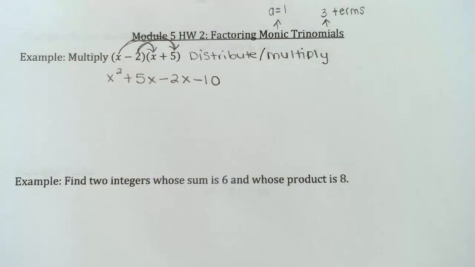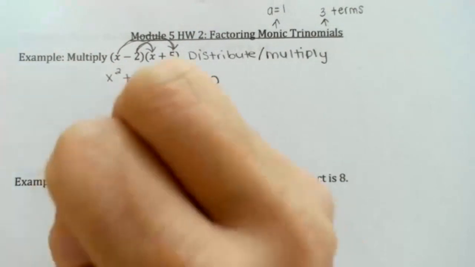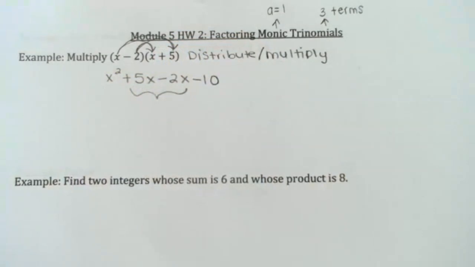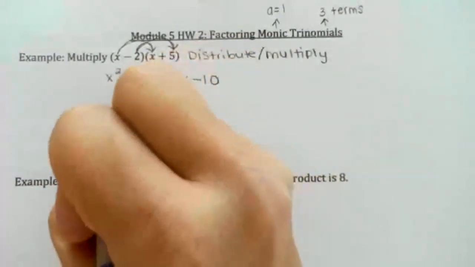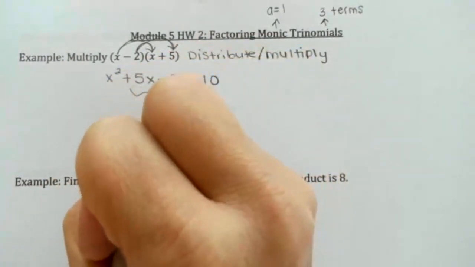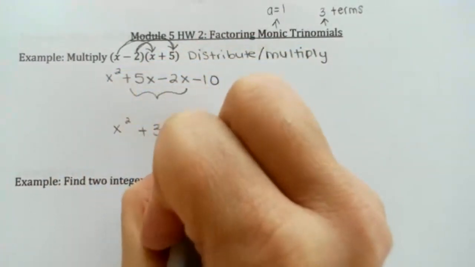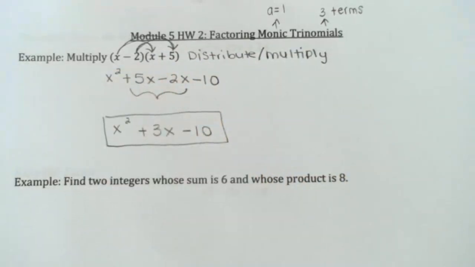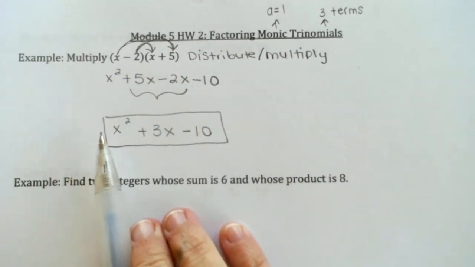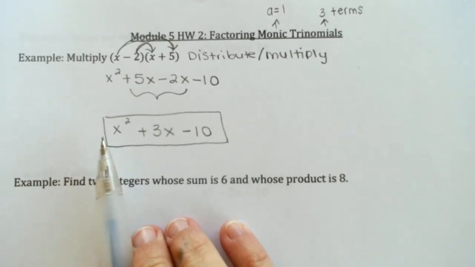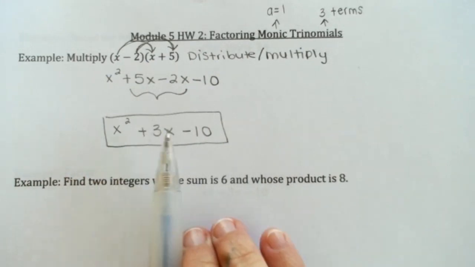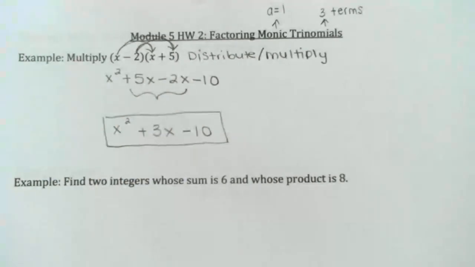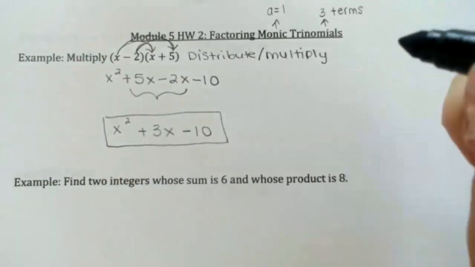So now let's combine like terms. x squared plus 5x minus 2x minus 10. So our like terms are 5x minus 2x. So we have x squared, and 5x minus 2x would give us positive 3x minus 10. So this would be our answer: x squared plus 3x minus 10. This is what's considered a monic trinomial. Monic because our a value in front of x squared is positive 1. We have 1x squared. And trinomial because we have three terms, including negative 10.